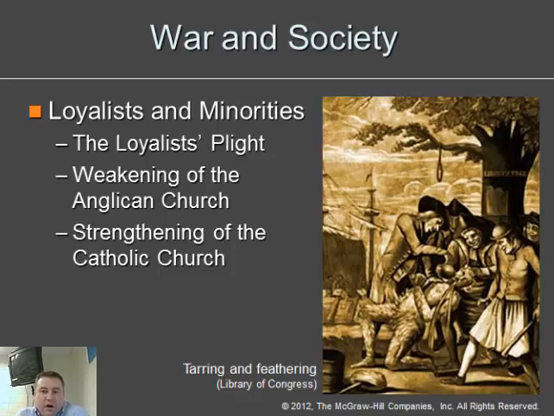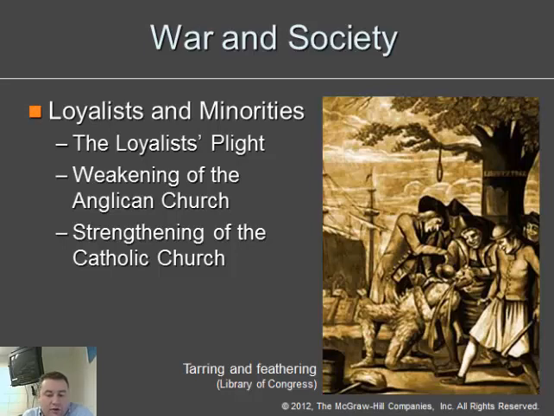You can see the picture here of the tar and feathering, which was very common at this point in time. The revolution was a much more political and social revolution than anything else. Many Americans remained loyal to Britain, and many were forced to flee the country, some leaving behind large estates and possessions of authority in the former colonies. Although the loyalist property was confiscated, the distribution of wealth did not change dramatically.